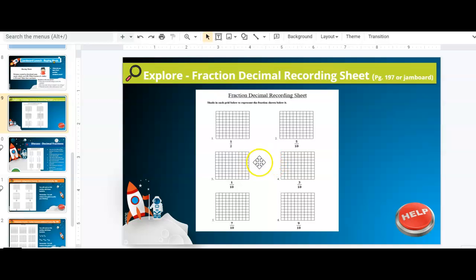All right, you've had a chance to shade in these by representing each fraction below it. So let's take a look.